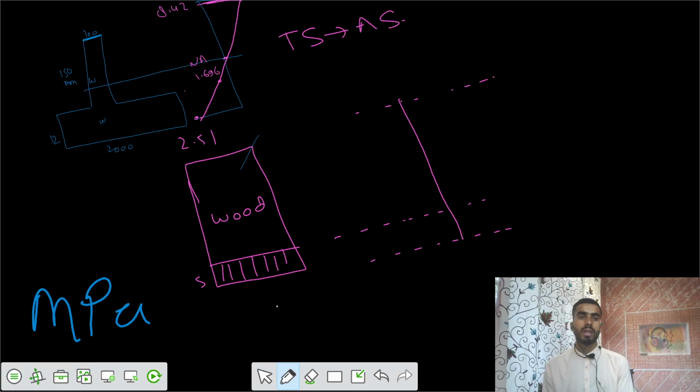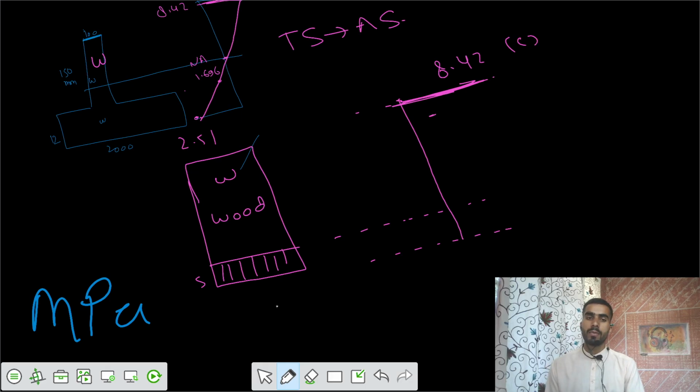For the wood, initially it was wood, and actually it is wood. So we need to keep the wood's stresses as they are. The initial stress is 8.42, and it would remain the same for the wood, 8.42 compressive. Then the stress at the wood junction, just before the junction, was equal to 1.696.